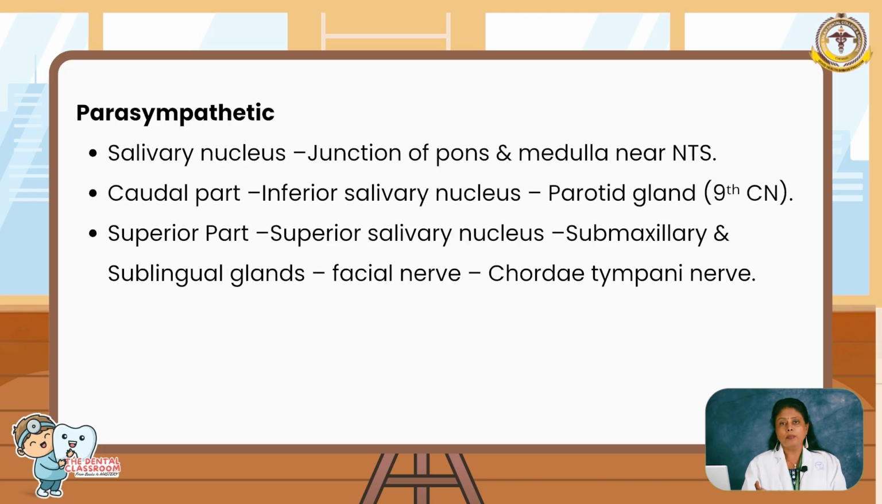Then parasympathetic, the stimulus is from the salivary nucleus, which is located at the junction of pons and medulla near the nucleus tractus solitarius. Here the caudal part is called the inferior salivary nucleus, which will supply the parotid gland through the glossopharyngeal nerve, whereas the superior part is called the superior salivary nucleus, which supplies the submaxillary and sublingual glands through the facial nerve, that is the 7th nerve. This parasympathetic acts through the neurotransmitter acetylcholine, and it will secrete watery saliva rich in enzymes.